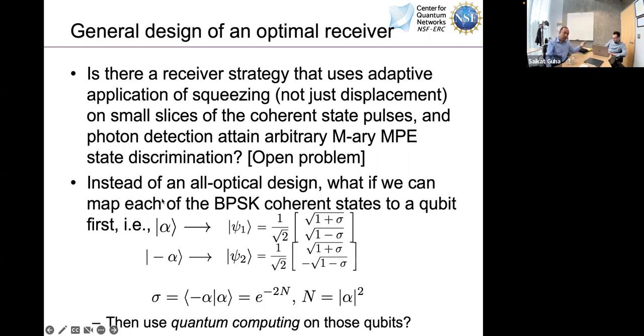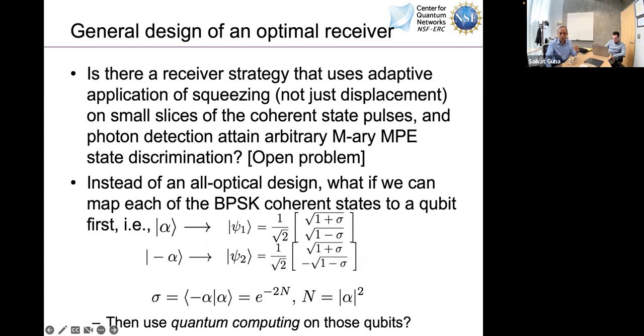But then there's another philosophy: instead of just designing this all-optical receiver, in the optical domain, what if I took each of the coherent states and loaded the state of the coherent state into a single qubit? Remember, I told you that alpha and minus alpha are 2 vectors that can be embedded onto a 2-dimensional space, because there's just one scalar inner product that matters. So there should be a way, because alpha and minus alpha have the same inner product as these 2 states, to map a coherent state of alpha or minus alpha into the state of a single qubit, either psi1 or psi2.